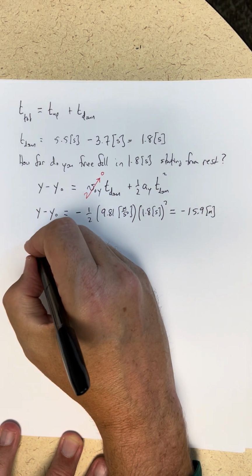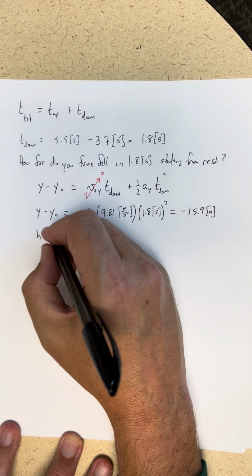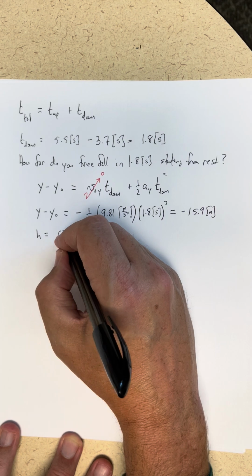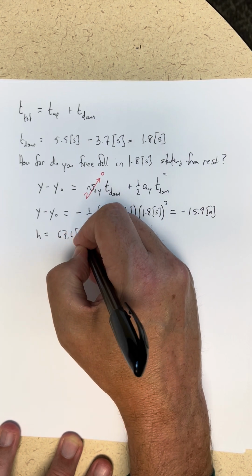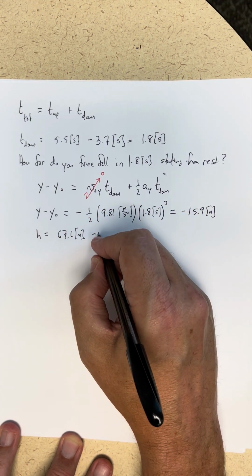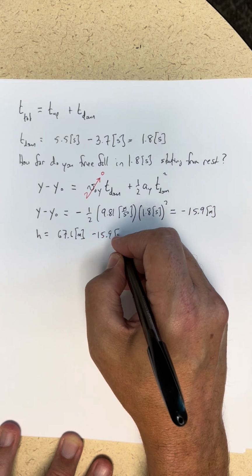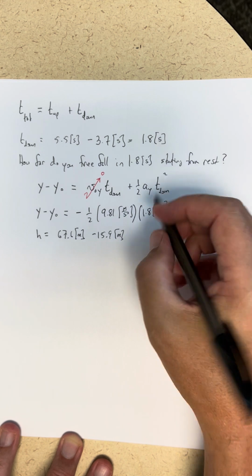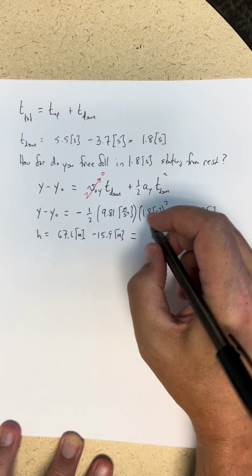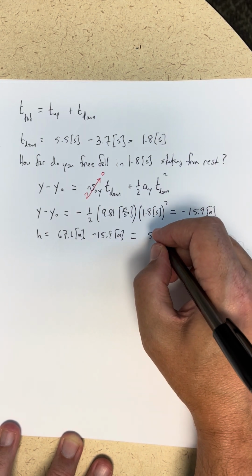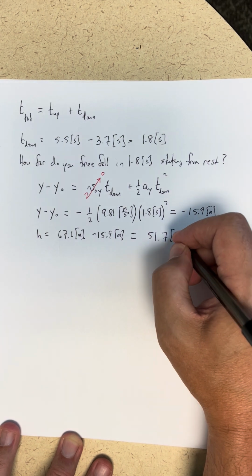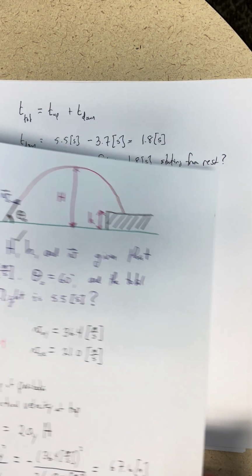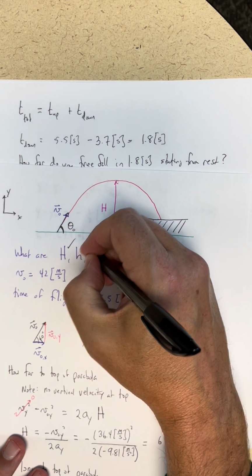So that tells us that little h is the height of the apex, which was capital H, and it's fallen down 15.9 meters because it fell for only 1.8 seconds. So little h has to be 51.7 meters. So there we have an answer for that.